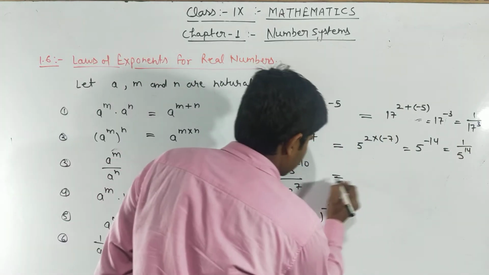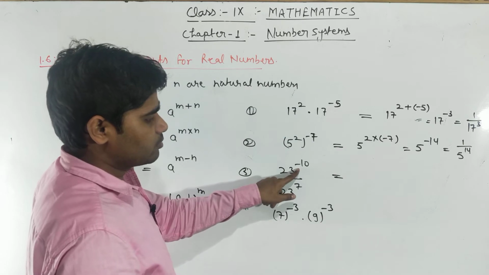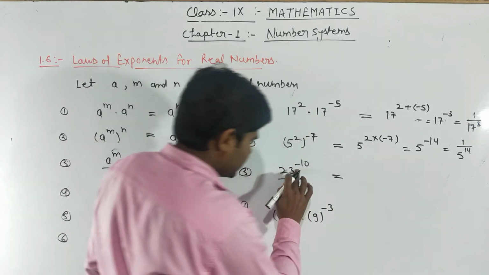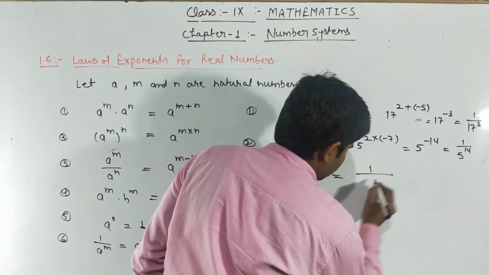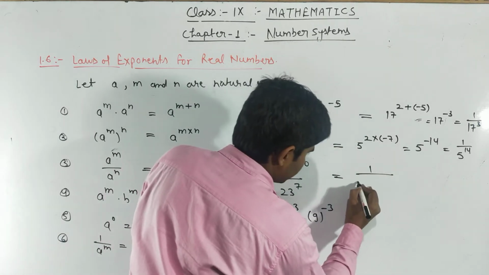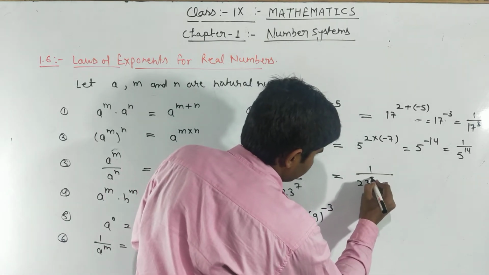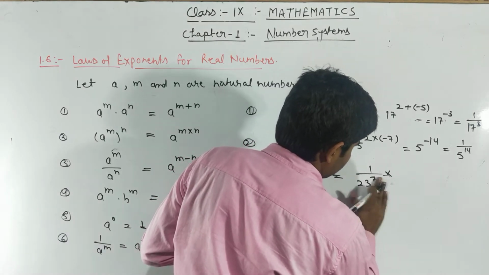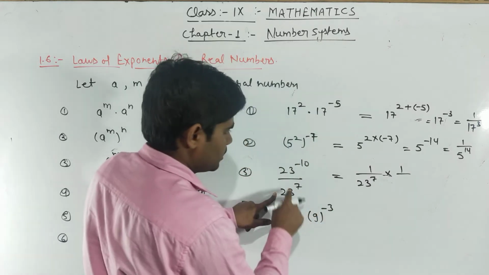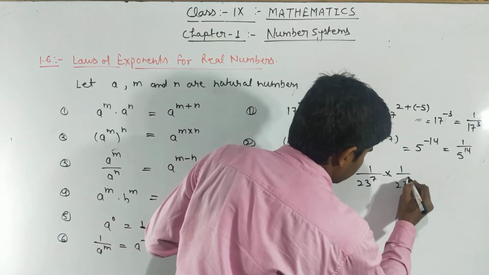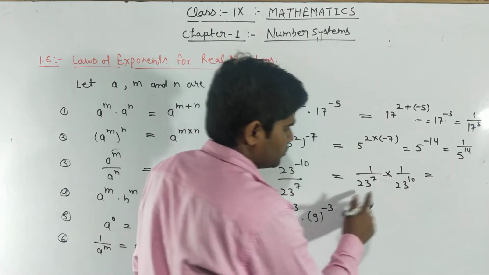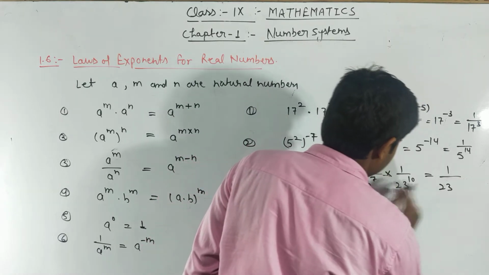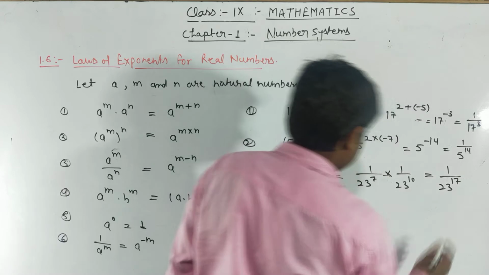Third one, 23 raised to the power minus 10, and 23 raised to the power 7. So you can write in this manner, 23 raised to the power 7 into 1 upon 23 raised to the power 10. Now you can solve: 1 upon, the bases are same, then the exponents will add, 23 power 17.